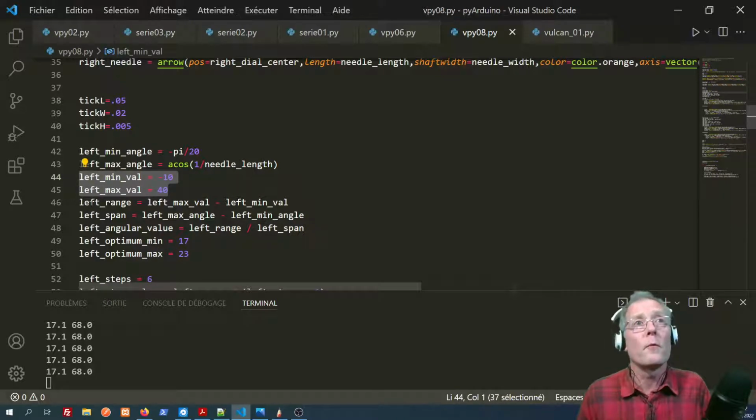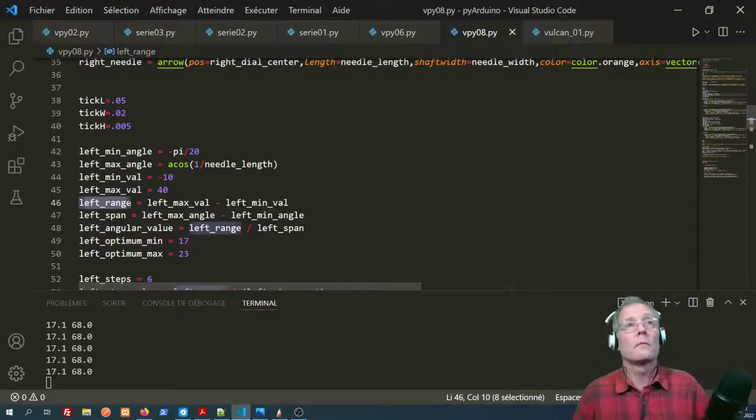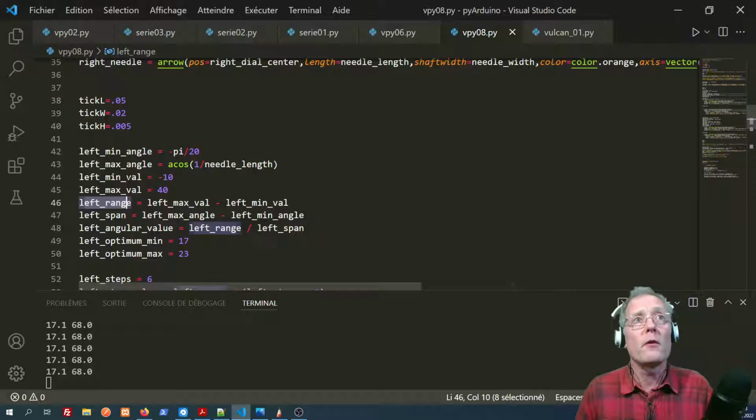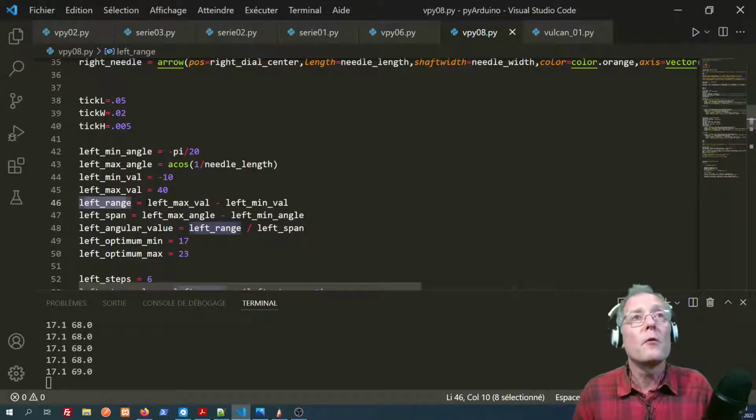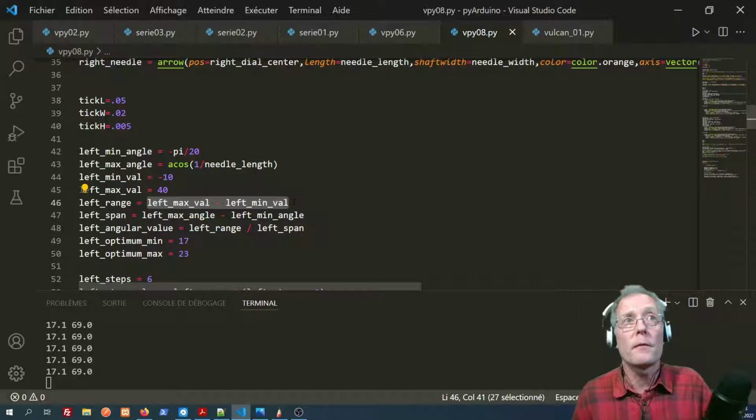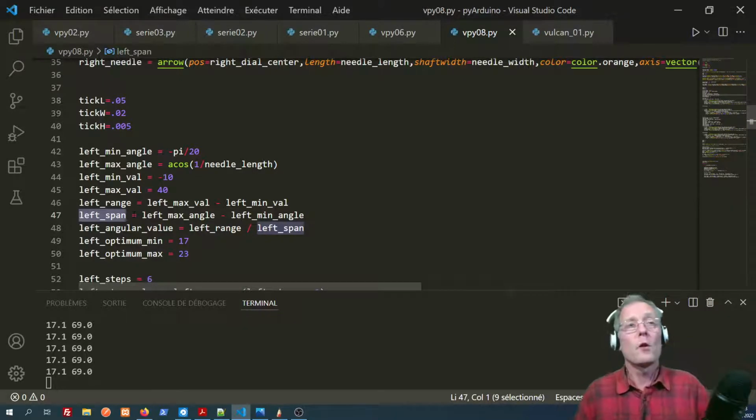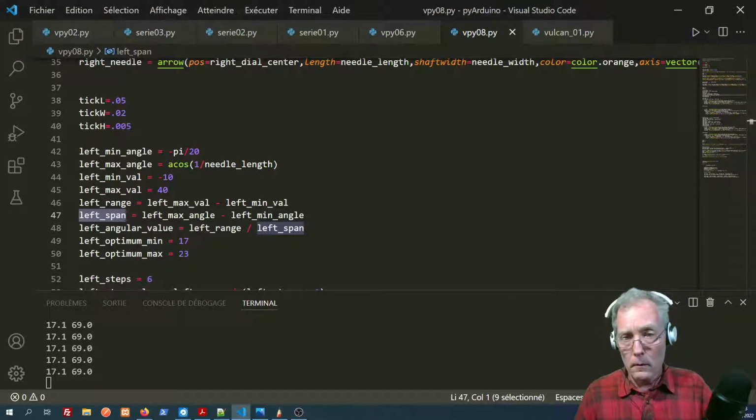Then with this, we compute the range. It is the range of values between the minimum and the maximum that this angle will be able to display. It will be the left max value minus the left min value. This is the left range. And we compute here the left span, which is the angular value capacity of the left dial.